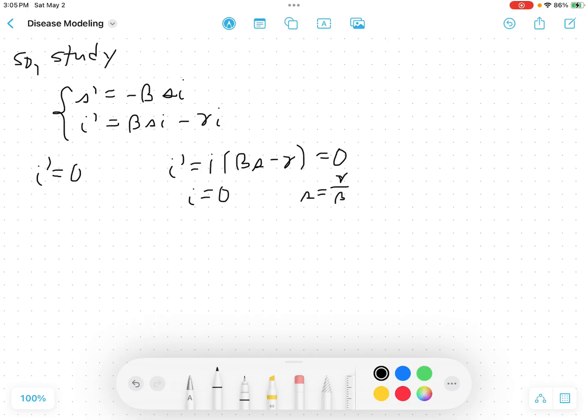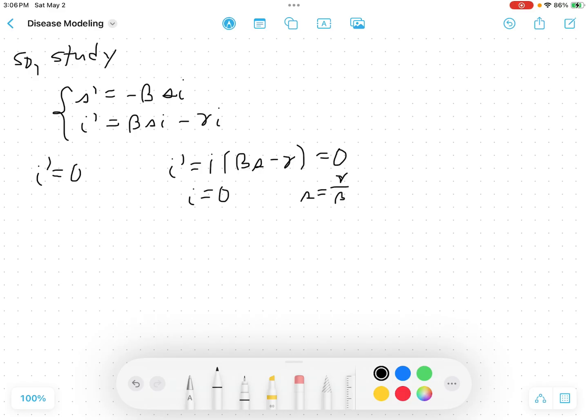At least, S prime would still be negative, so there would still be some push to new infectious individuals, but it wouldn't be coming from the I prime derivative, which would in fact be at 0 there. So that's a brief moment where things are kind of in balance somehow.